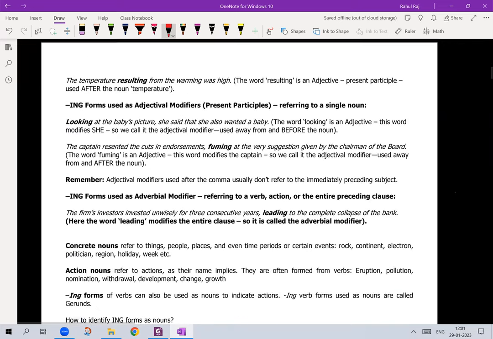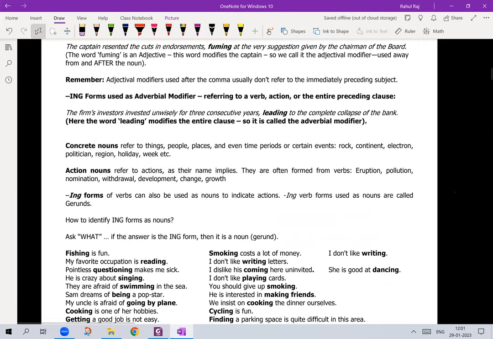Let's say the firm investor invested unwisely for 3 consecutive weeks. So the entire thing is a cause: the unwise investment done by the investor. And what is the effect? Bank collapse. So whenever you look into a cause and effect situation, ensure that the effect always starts with the ING form. This is the structure of writing the sentence.